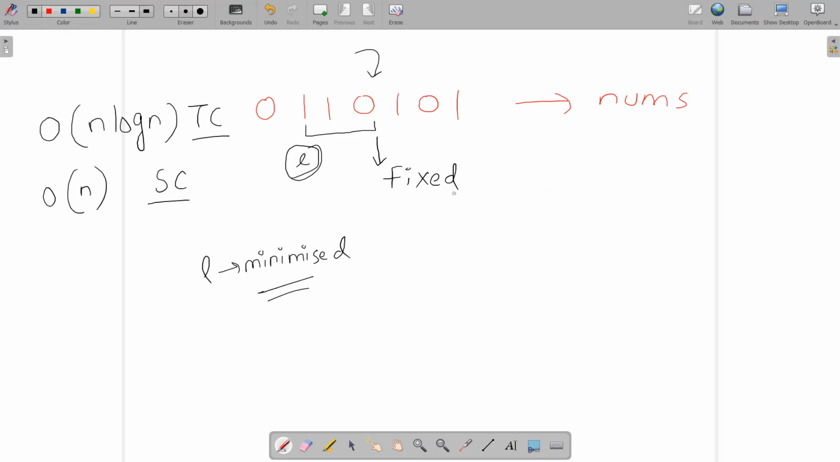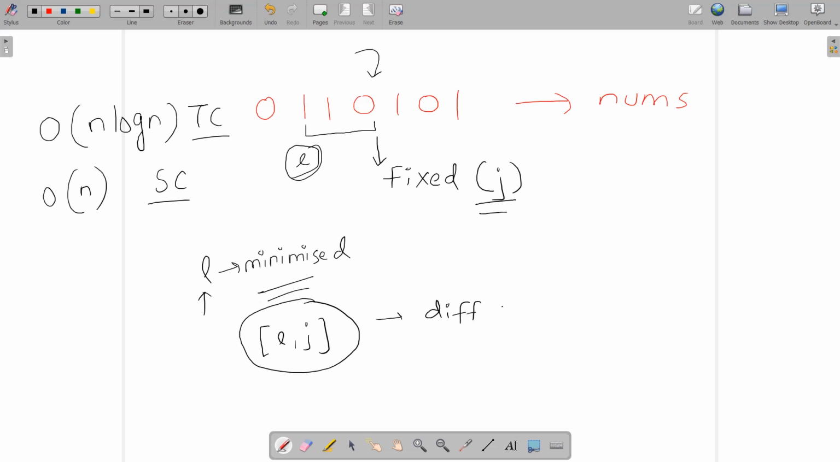So I have fixed the right bound of this current subarray, which is J. Okay, and I need to find the minimum L such that the subarray from L to J has difference exactly 0 and L should be minimum. Why am I minimizing the L? The reason is quite simple, because we need to find the max length of subarray having the difference as 0.